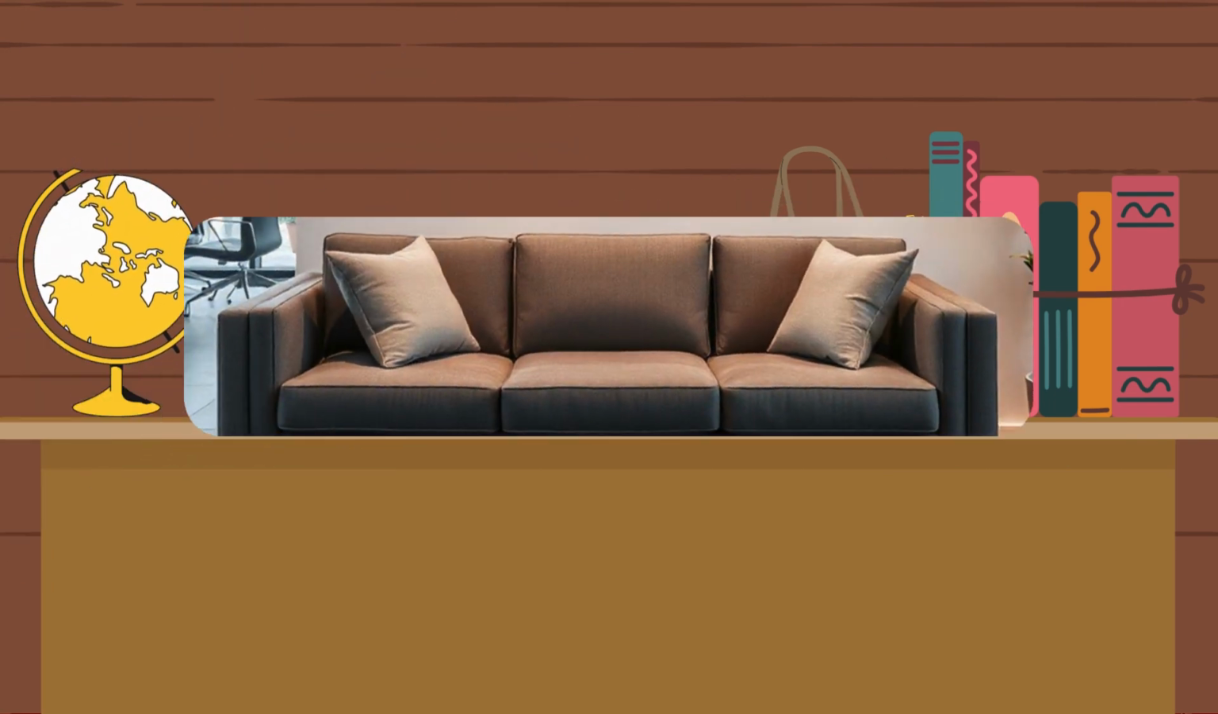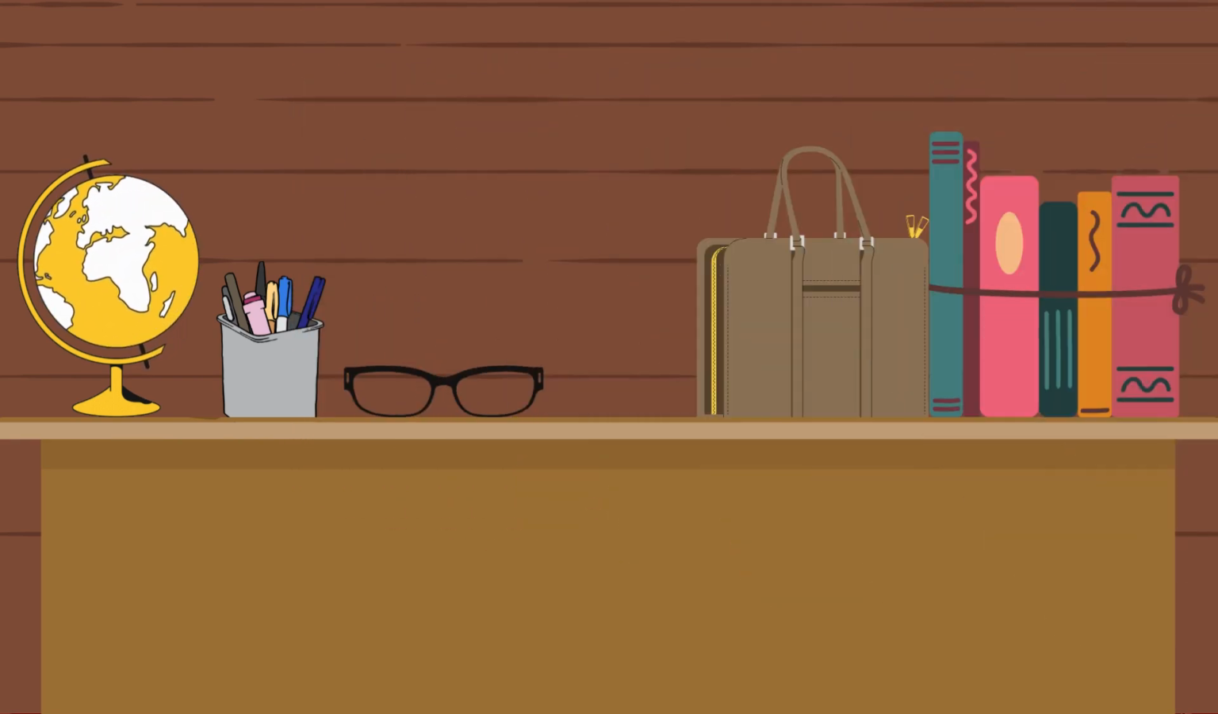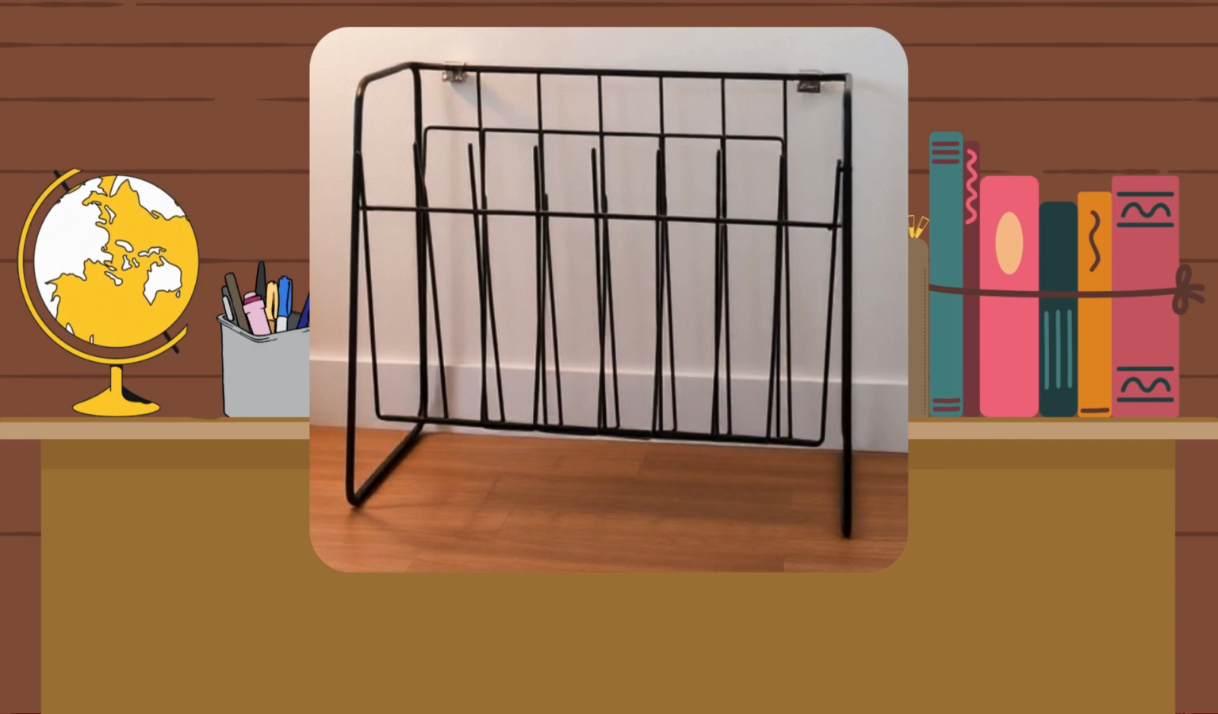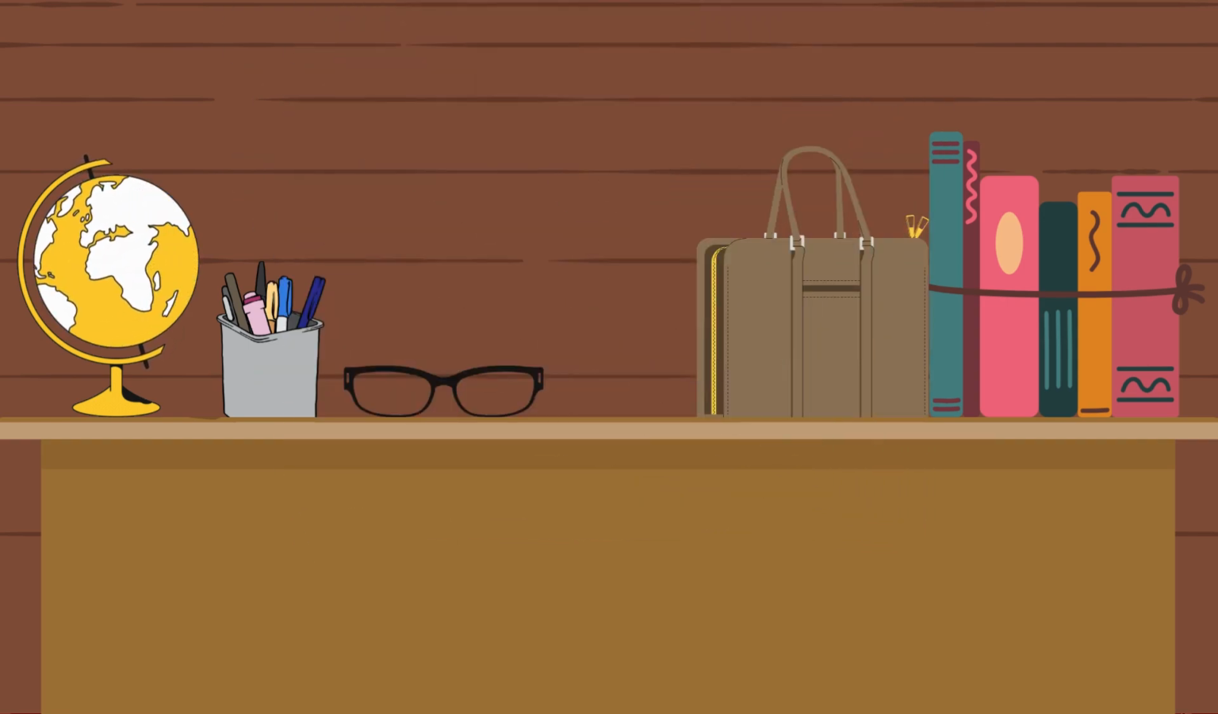What is this? This is a reception sofa. What are these? These are documents. What is this? This is a magazine rack. What is this? This is a coffee table.